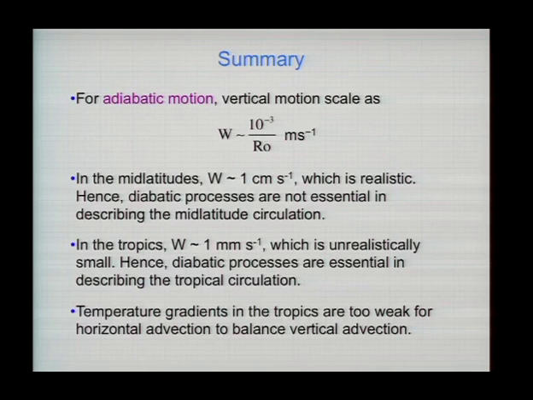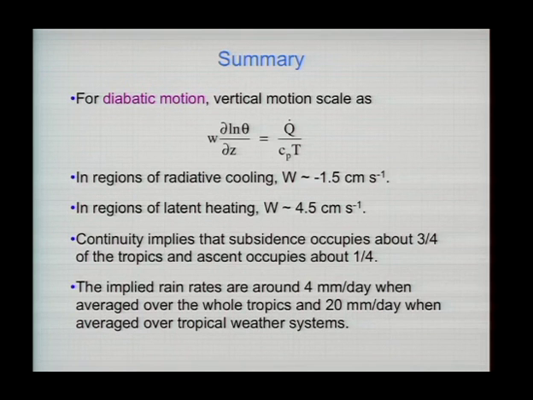And what it also told us is that you can't balance the adiabatic cooling through ascent or the adiabatic warming through subsidence by horizontal advection. The temperature gradients in the tropics are just too weak. This is called the weak temperature gradient approximation. So we're forced to go back and think about what happens if we include diabatic processes, and there are two: radiative cooling and diabatic heating from convection.